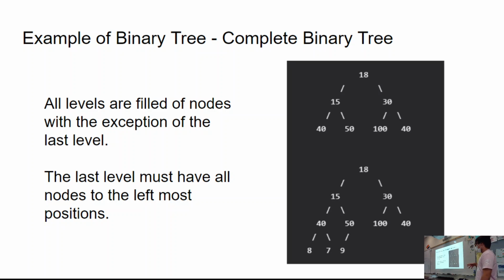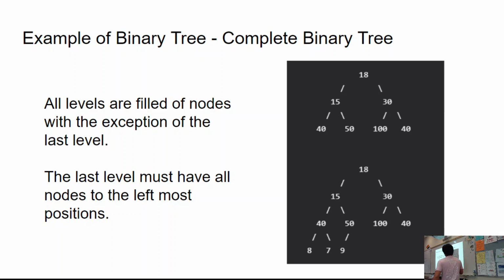Now we can add on to that and say, if we add more nodes that make it not a full level, the last level must have all nodes in the leftmost positions. So we add 3 more nodes to this exact same tree. We must put them in the leftmost positions to make it a complete tree, where 8 is on the left, then 7 is next to it, and 9 is next to that. Let's do an example by building that out.